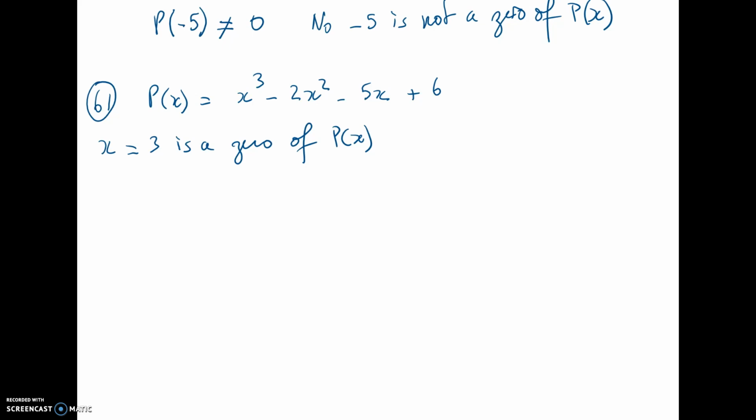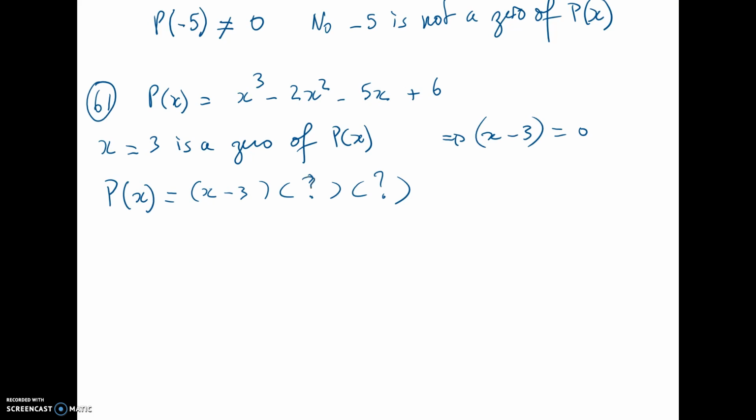And so what do we do? Well, if x equal 3 is a 0, that implies that x minus 3 equals 0 is the first parenthesis, and what we're trying to find is the two other parentheses. In order to find them, it's very simple. We just need to divide by x minus 3. So it's just a question of dividing the polynomial x cubed minus 2x squared minus 5x plus 6 by x minus 3. There are two options for you guys.